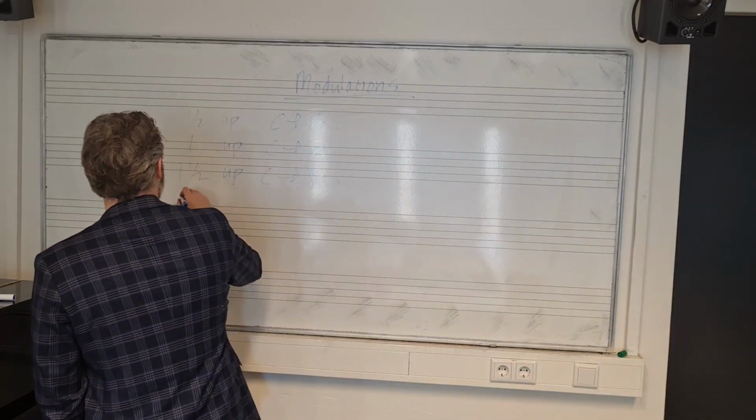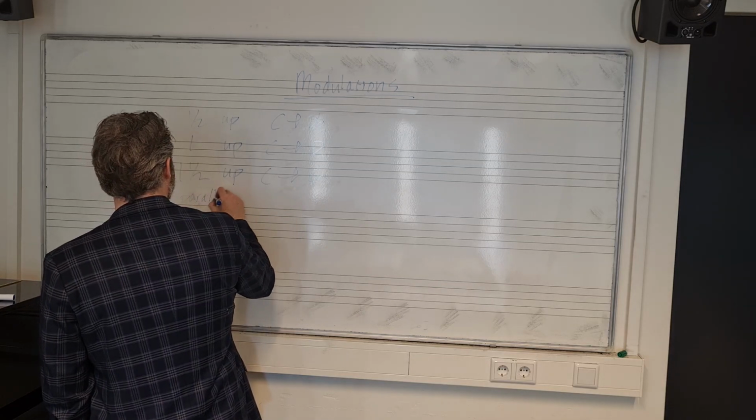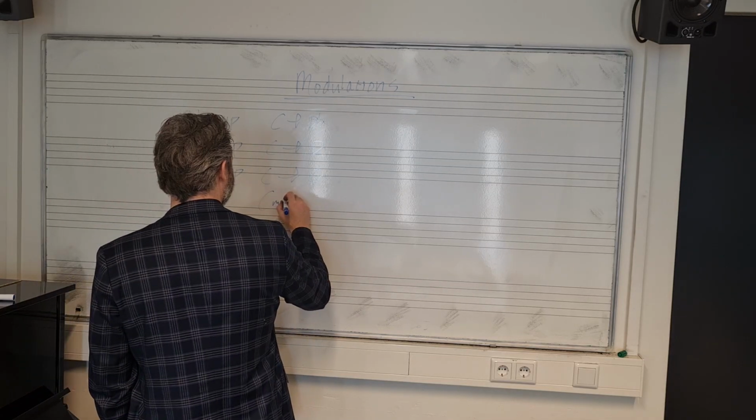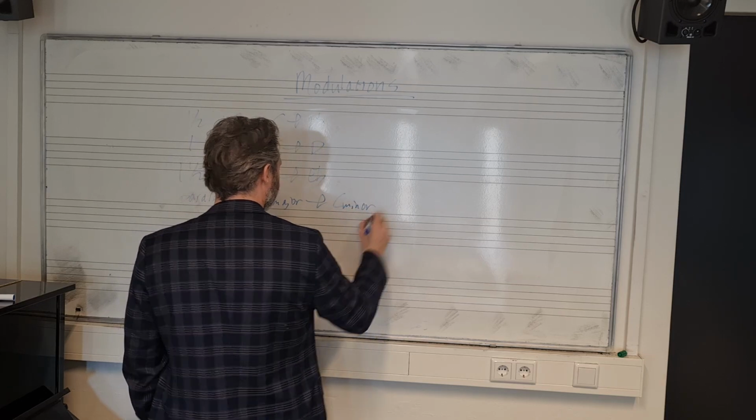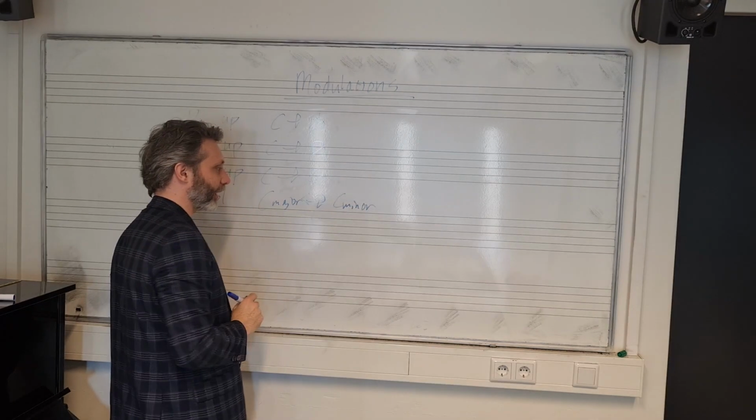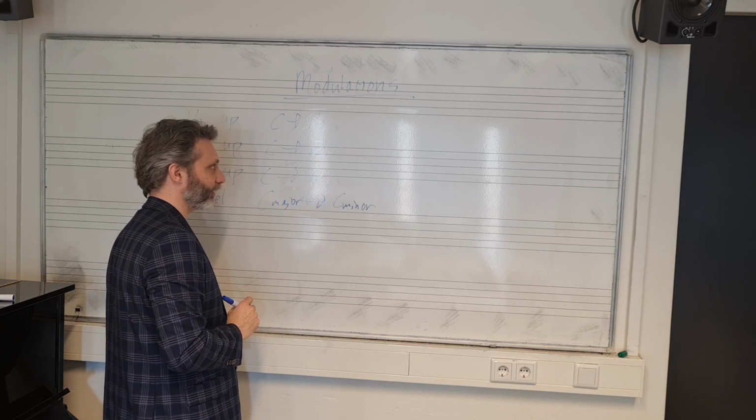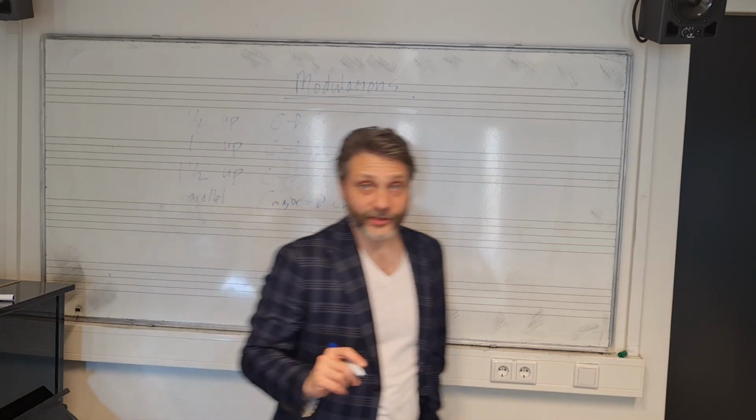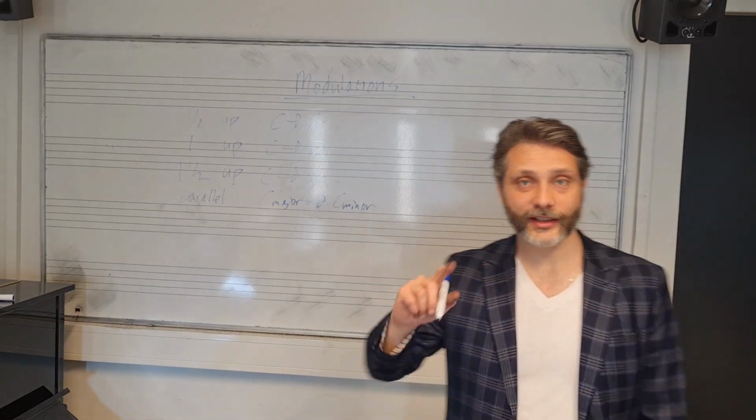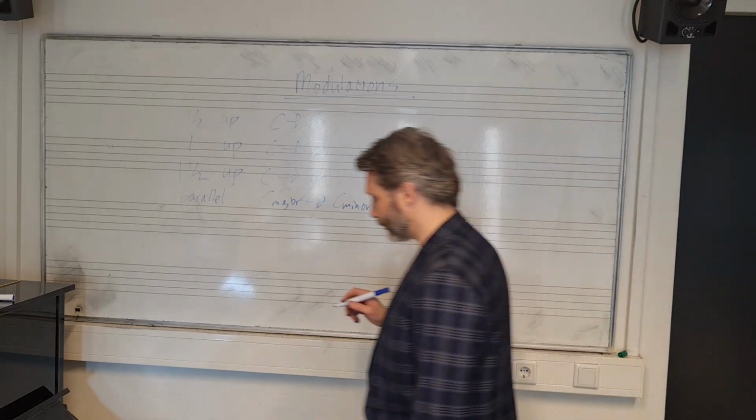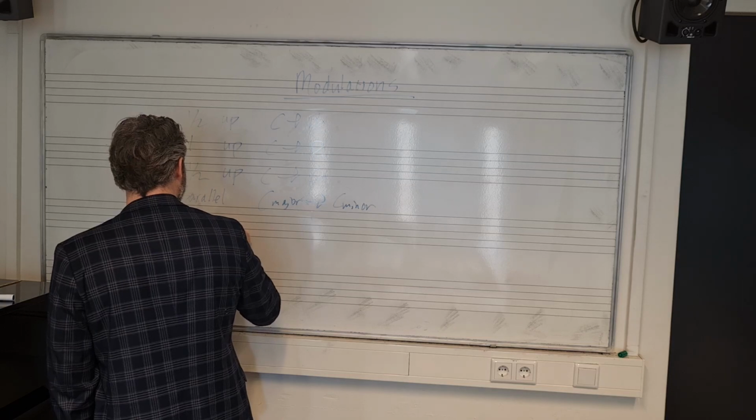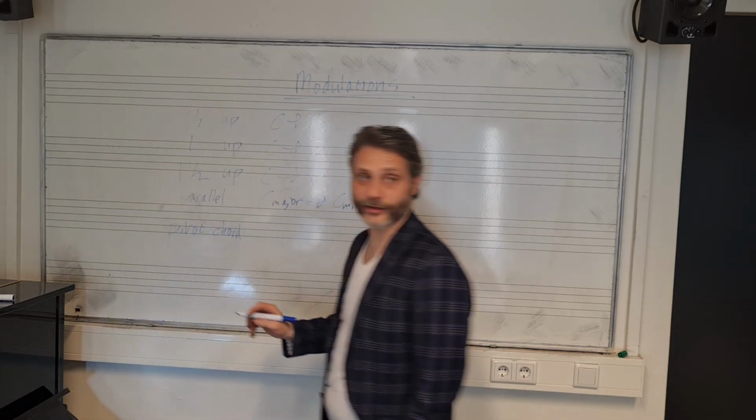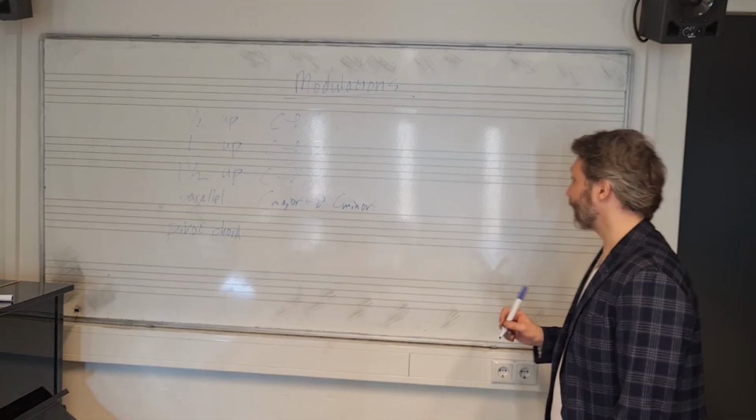So parallel modulation, which would be from C major to C minor, or the other way around, moving in between those. Again, not much to explain here. So what we're going to take a look at is a modulation through a pivot chord. A pivot chord, what is that?